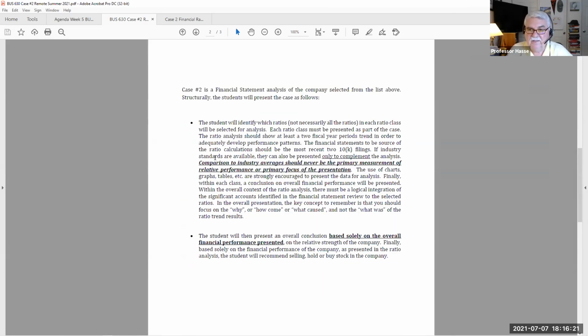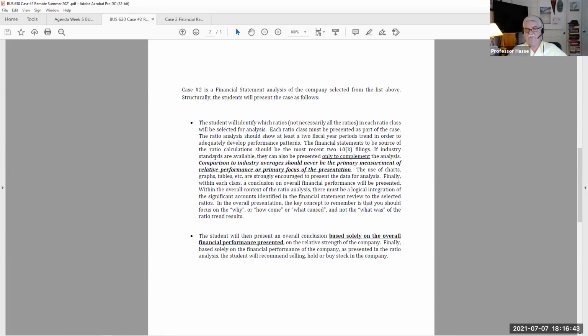Now you can use the financial statements of the company, but also you might want to go to the most recent two 10K filings of this company. Remember, the 10K is a public document that each company prepares at the end of its fiscal year that gives everything you want to know about the company's financial situation.